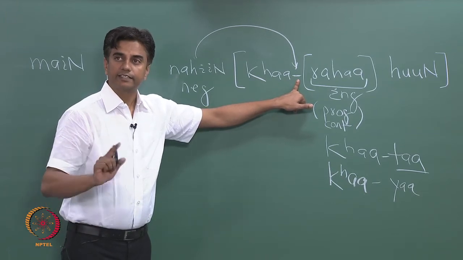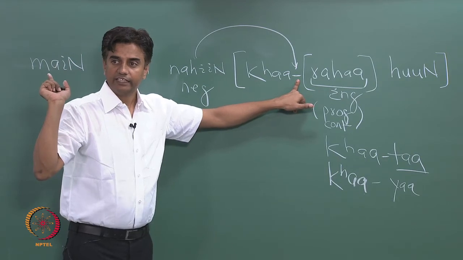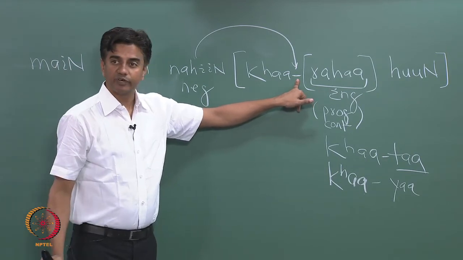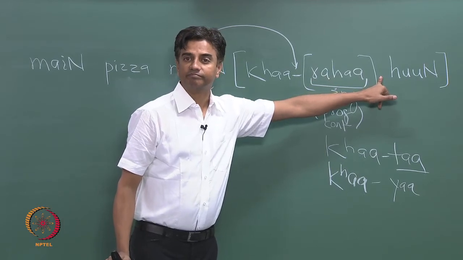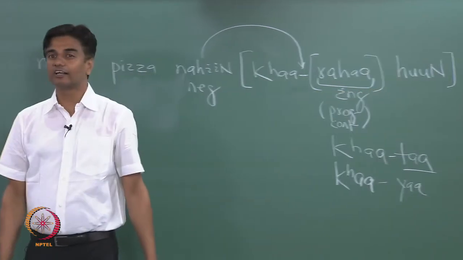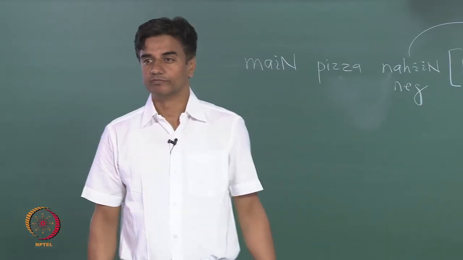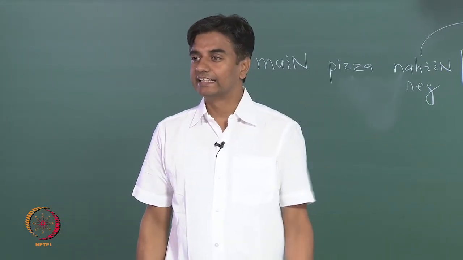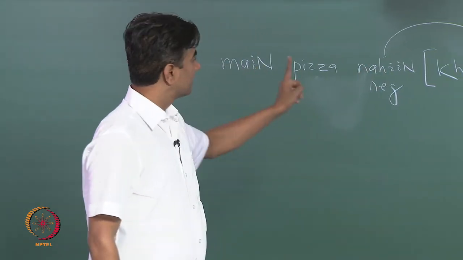Now, listen, this is the point that I am trying to relate to the structure that you have here. It's possible to bring the negation word here, but it's not possible to bring the negation word here. Main pizza kha raha nahi hun. It's not possible. And it's definitely not possible to bring it any further. Main pizza kha raha hun nahi.